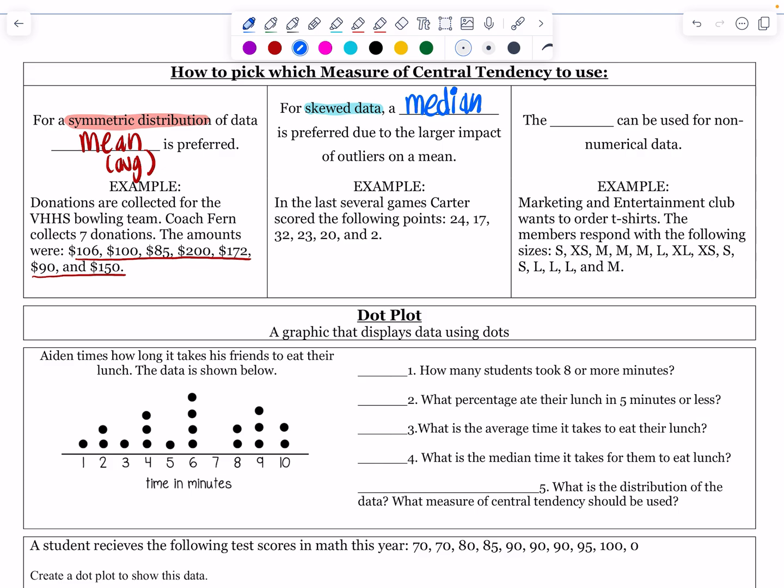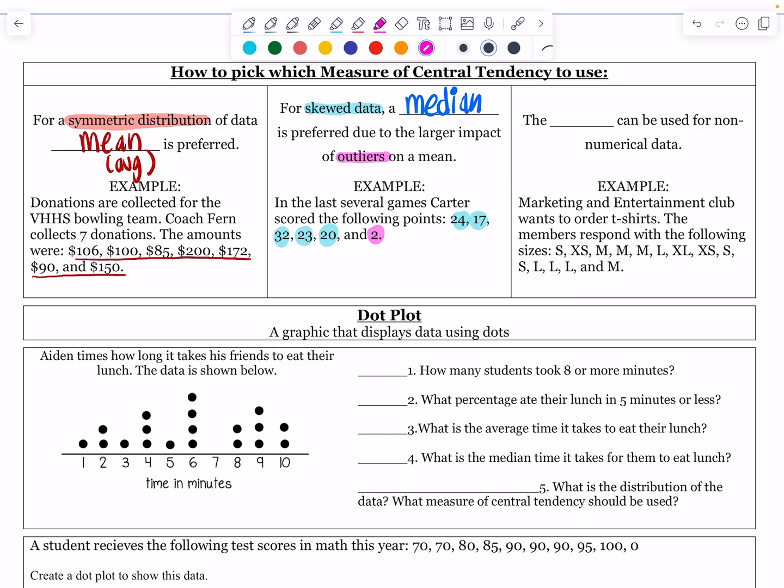And so here's an example. In the last several games, Carter scored the following points: 24. Carter was doing good. But then he scored 17, still great. 32, great. 23, great. 20, great. And then all of a sudden, boom, we have an outlier. This outlier of 2 points, while that's still not bad, obviously he made progress in this game, maybe he hurt himself after the first quarter and he was taken out. Or maybe he hurt himself on the first play. He went up to dunk it, and boom, he made the dunk, which gave him 2 points. But as he fell to the ground, he hurt his ankle. So now he's taken out of the game.